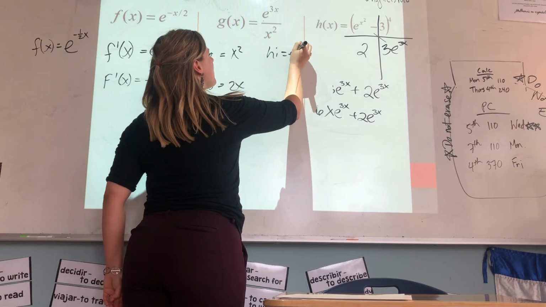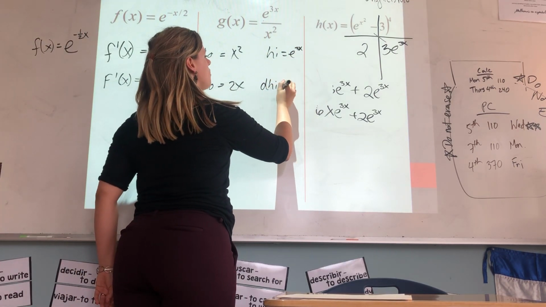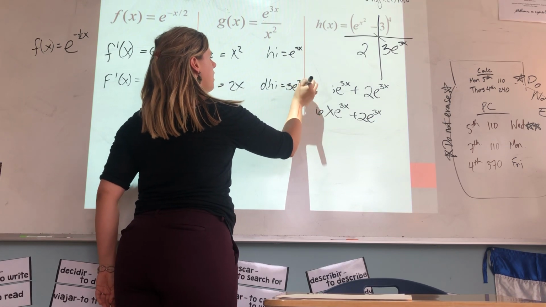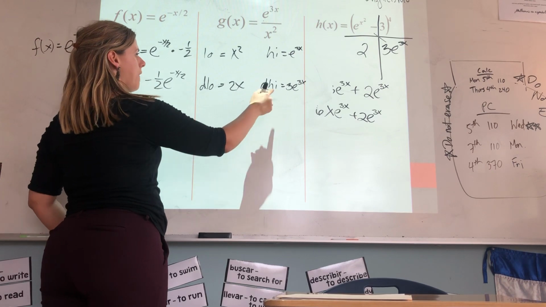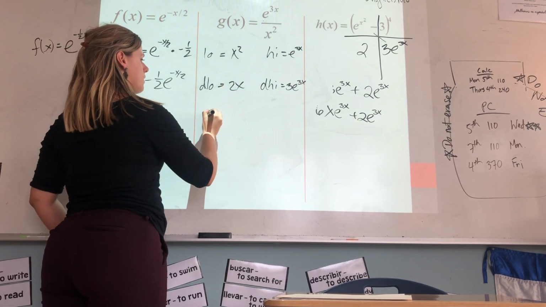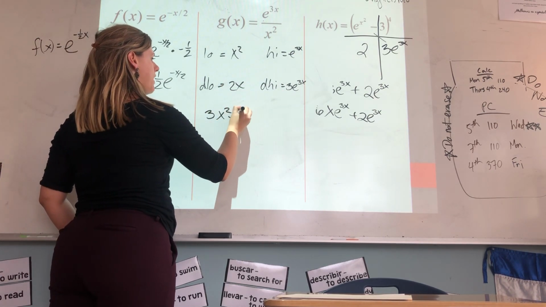High e to the 3x. d high equals 3 e to the 3x. Low d high minus high d low. Okay, so yeah, you can do that.